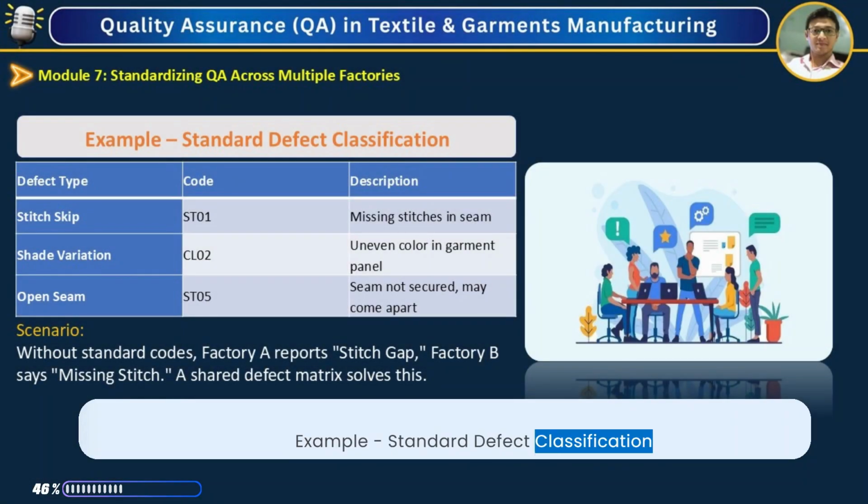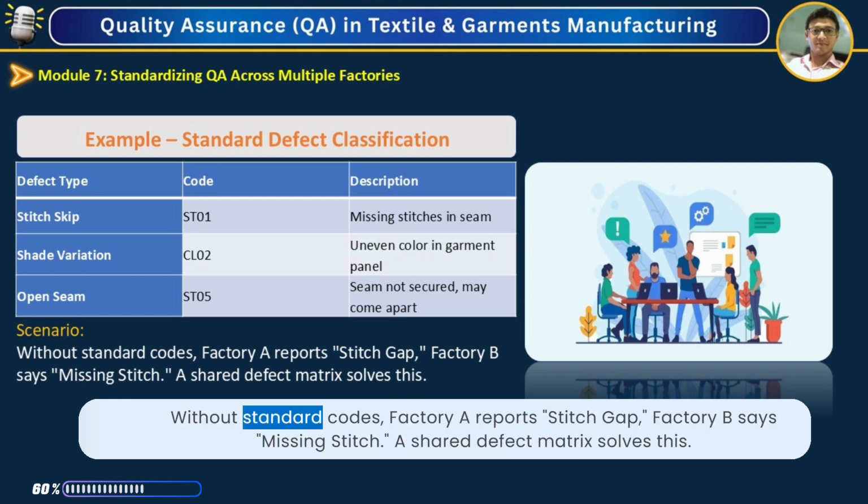Example, standard defect classification. Defect type: stitch skip. Code: ST01. Description: missing stitches in seam. Defect type: shade variation. Code: CL02. Description: uneven color in garment panel. Defect type: open seam. Code: ST05. Description: seam not secured, may come apart.